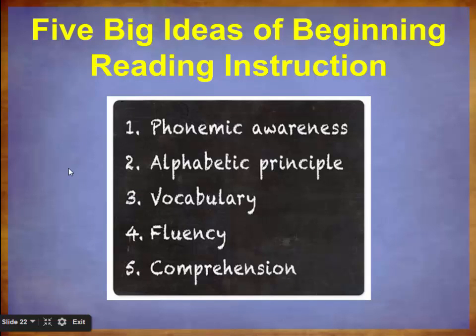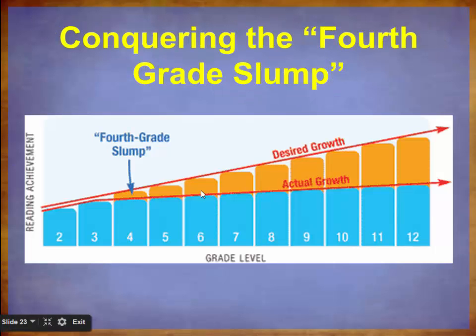During the primary grades, most American schools do a good job of teaching the 5 big ideas of beginning reading instruction. And those are phonemic awareness, alphabetic principle, vocabulary, fluency, and comprehension. Problems with reading proficiency start to appear at the 4th grade, particularly in low-income schools.